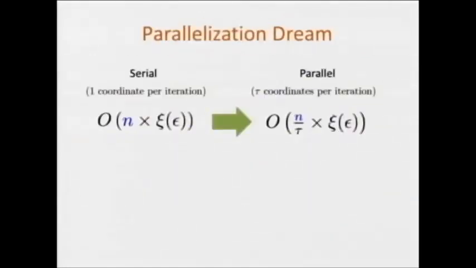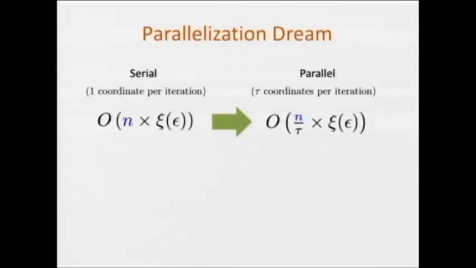Now, so this is what you would ideally want. So this is what you have in the serial setting. This is what you would want in the parallel setting when you have tau processors, right? So maybe tau is n. If tau is n, if you have as many processors, of course you don't have as many processors as there is variables, but if tau is n, then you just divide by tau. It's a kind of ideal linear speedup, okay?